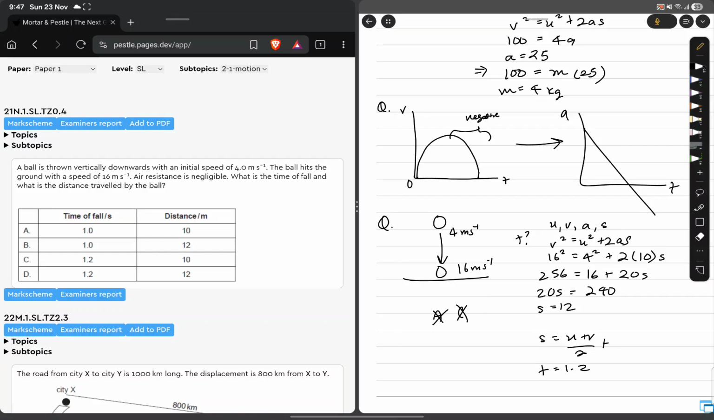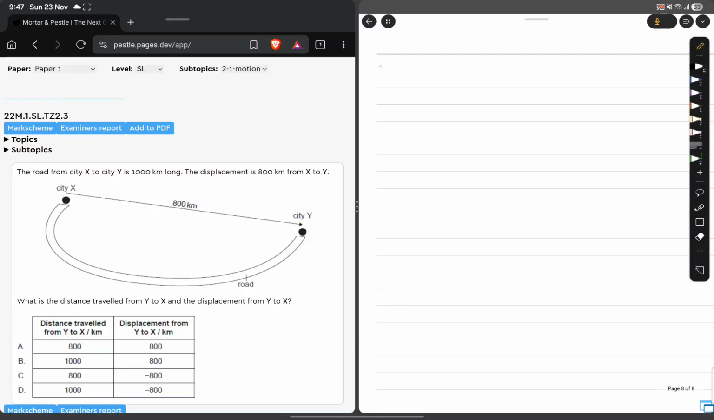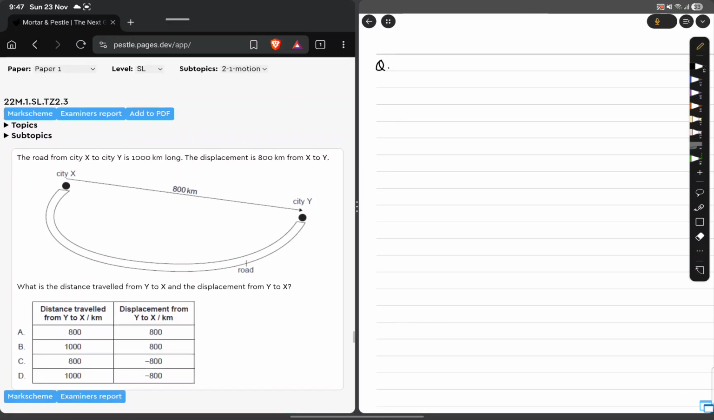Sorry. And then, next question. The road from city X to Y is 800 kilometers. And the displacement, well, nope, that's the displacement 800, but the road is 1,000.